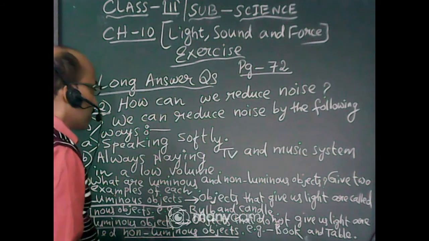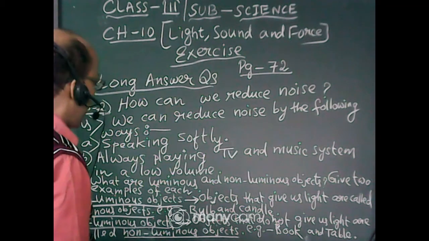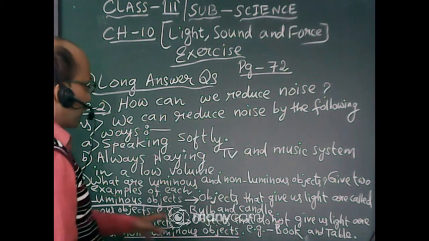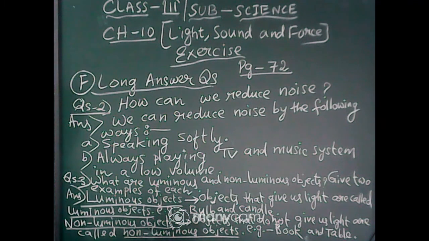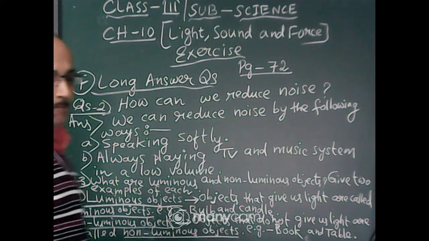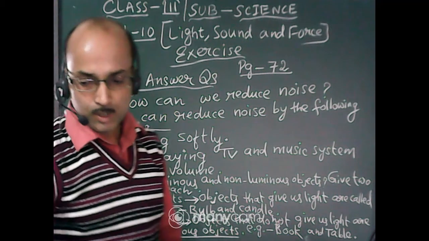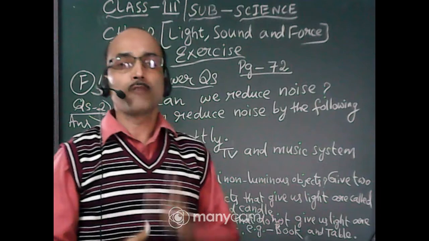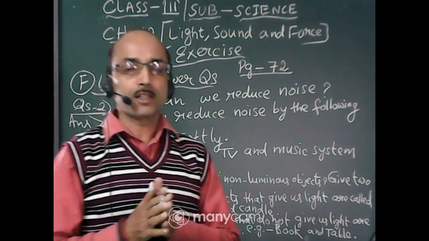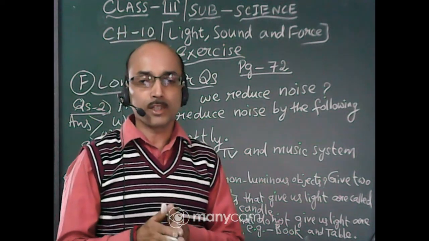Luminous objects, objects that give us light are called luminous objects. Example, bulb and candle. Non-luminous objects, objects that do not give us light are called non-luminous objects. Example, book and table. So, students, we have completed the chapter 10 exercise.